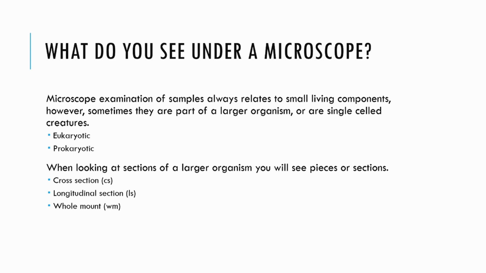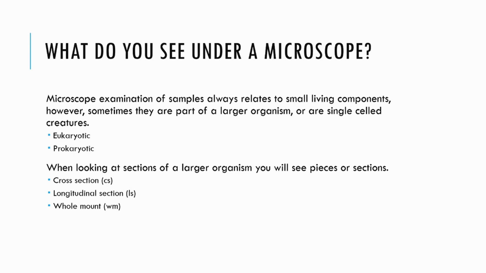So what can we see under a microscope? We can see various samples that are usually related to a small living component. Sometimes, though, it's also a piece of a larger organism, or sometimes they're single-celled creatures. We could see something like bacteria or a protist, which are single-celled organisms where we can see the entire organism under the microscope, or they can be those pieces of a larger organism, such as a sample from our own human skin, or from a liver, or from a lung.